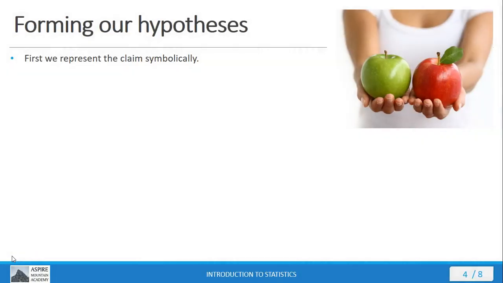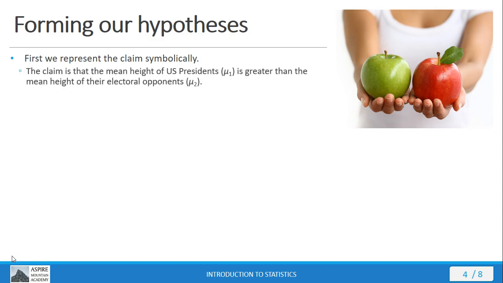First thing we want to do is form our hypotheses. The first thing we do is think about what claim is being made. The claim is that the mean height of U.S. presidents is greater than the mean height of their electoral opponents. Since the presidents were mentioned first, that's going to have the subscript 1, and the electoral opponents will have the subscript 2. Symbolically, we could write that as mu1 is greater than mu2, and the algebraic equivalent is mu1 minus mu2 is greater than 0.